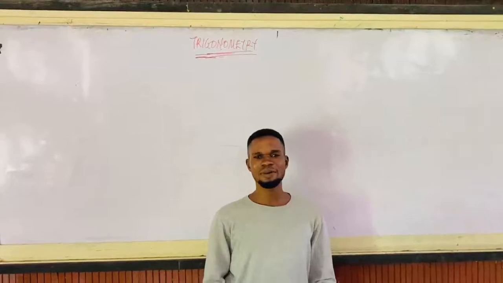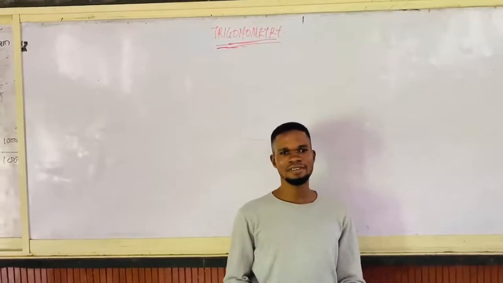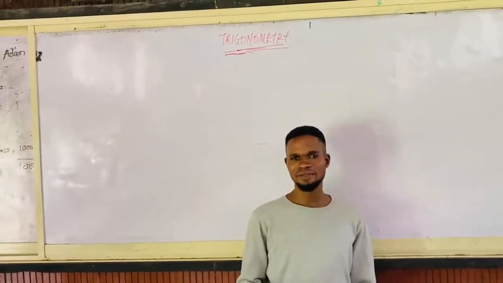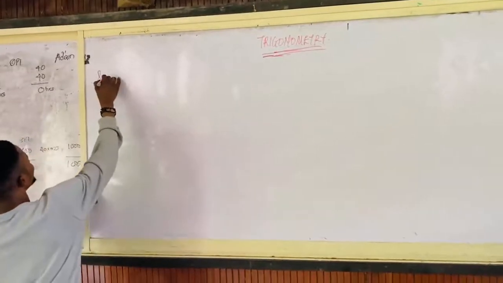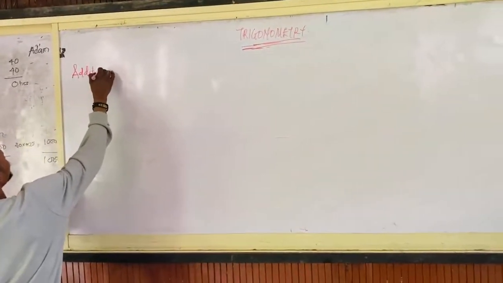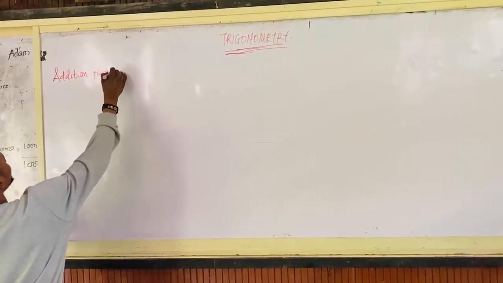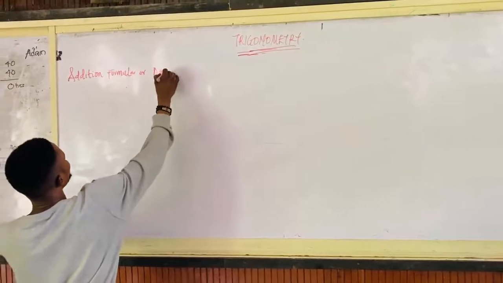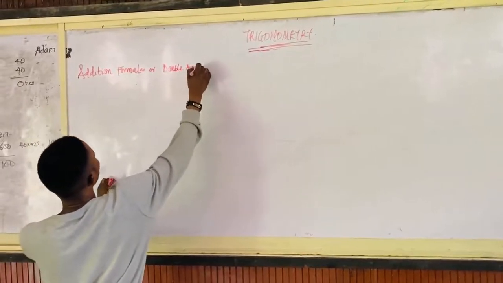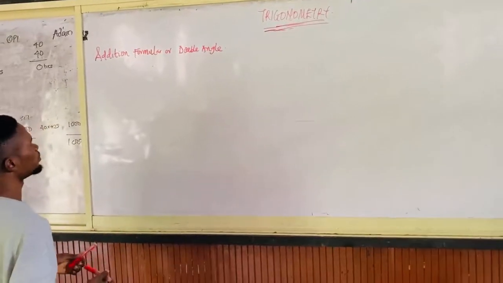Now in this section, let's talk about addition formula or double angle, half angle, and the factor formula. Let's start with the addition formula or double angle.